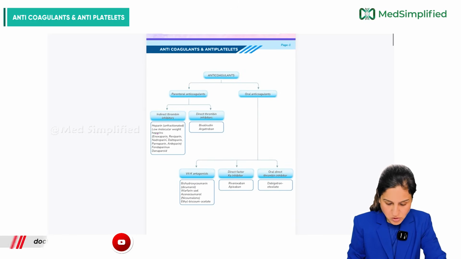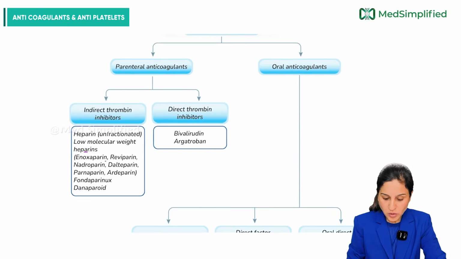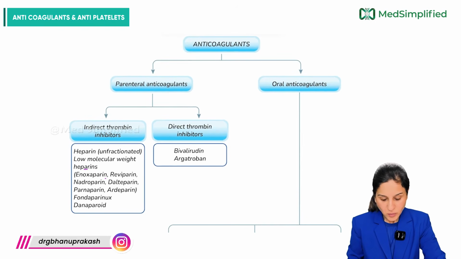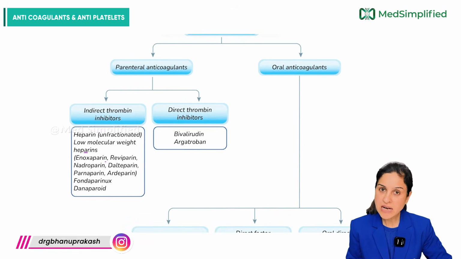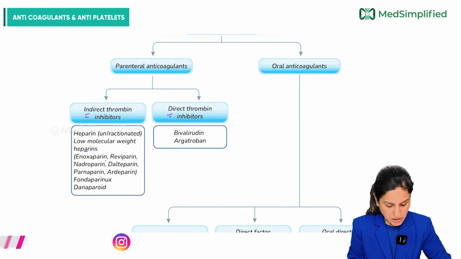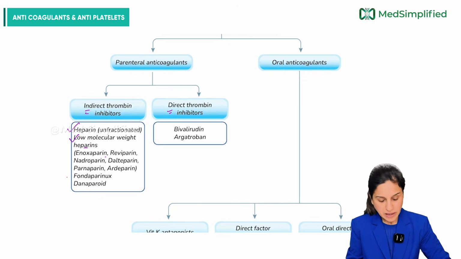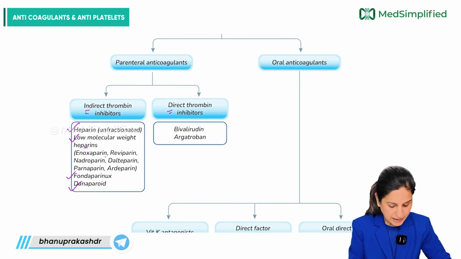So today we are going to talk about anticoagulants and antiplatelets. First I'm going to take you through the important drugs and classify them. In the anticoagulants, first we have parenteral and the oral anticoagulants. In the parenteral anticoagulants, we have indirect and the direct thrombin inhibitors. In the indirect thrombin inhibitors, we have heparin, low molecular weight heparin, fondaparinux and danaparoid.